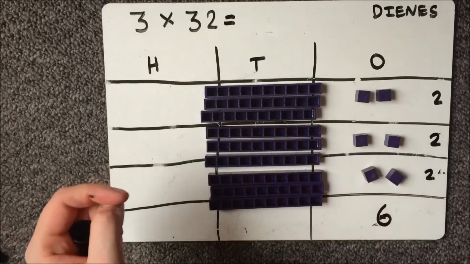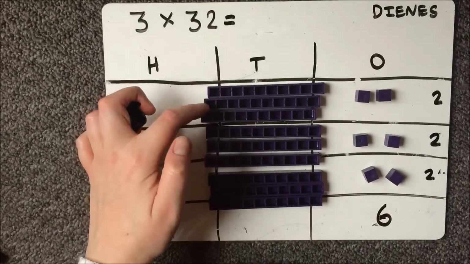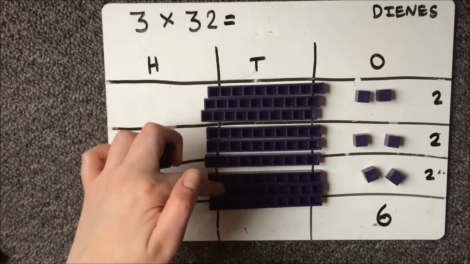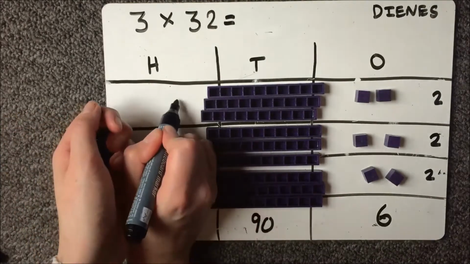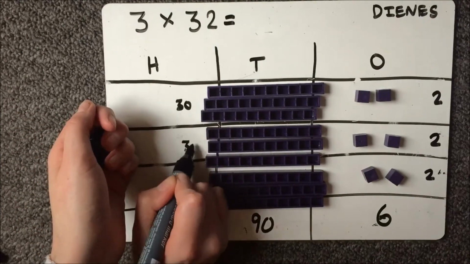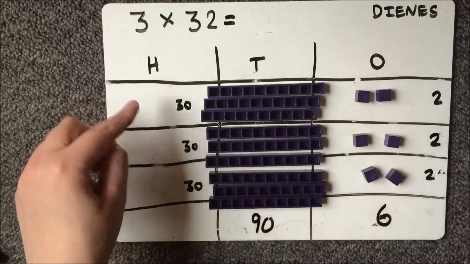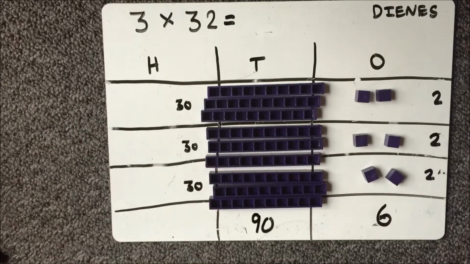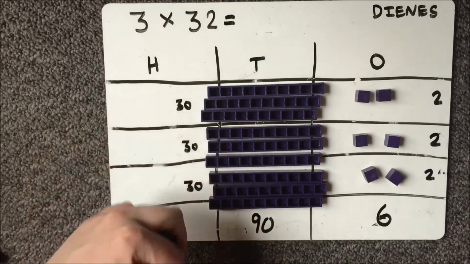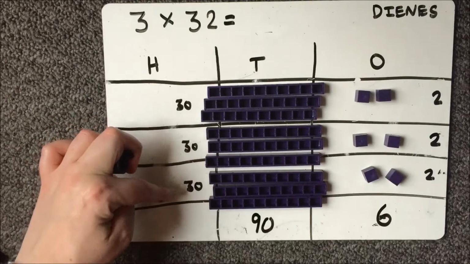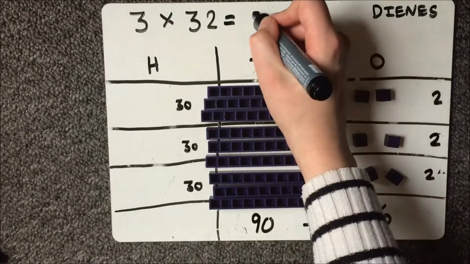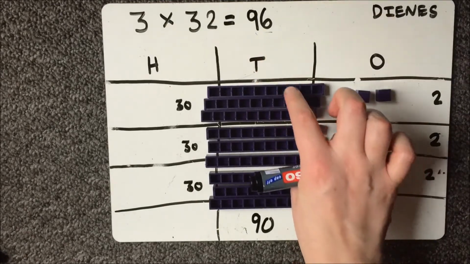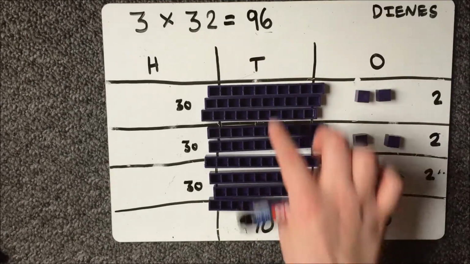Okay, let's move to this column. We can now count our 10s. 10, 20, 30, 40, 50, 60, 70, 80, 90. Was there a quicker way of counting there? Because I have 30 in each box, I could have counted in 30s, which is a little bit like counting in 3s, but 10 times bigger. So instead of 3, 6, 9, it will be 30, 60, 90. I've got 90 and 6, which makes my answer 96. 9 tens, 1, 2, 3, 4, 5, 6, 7, 8, 9.